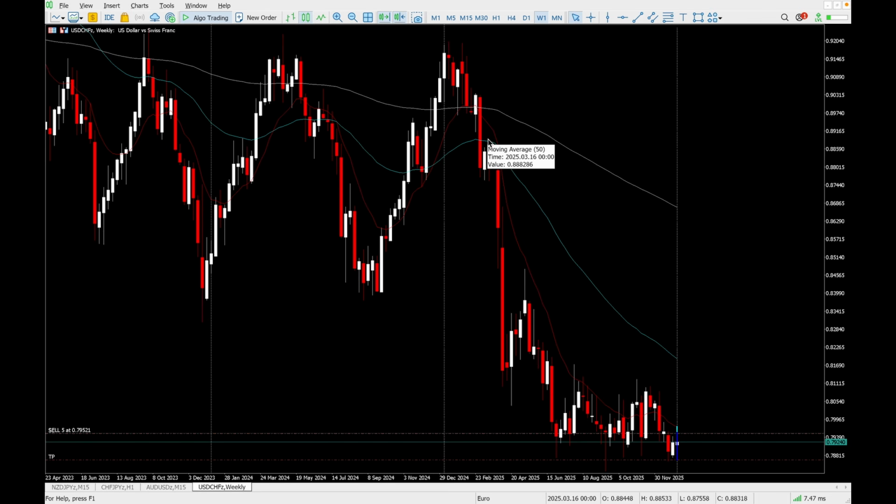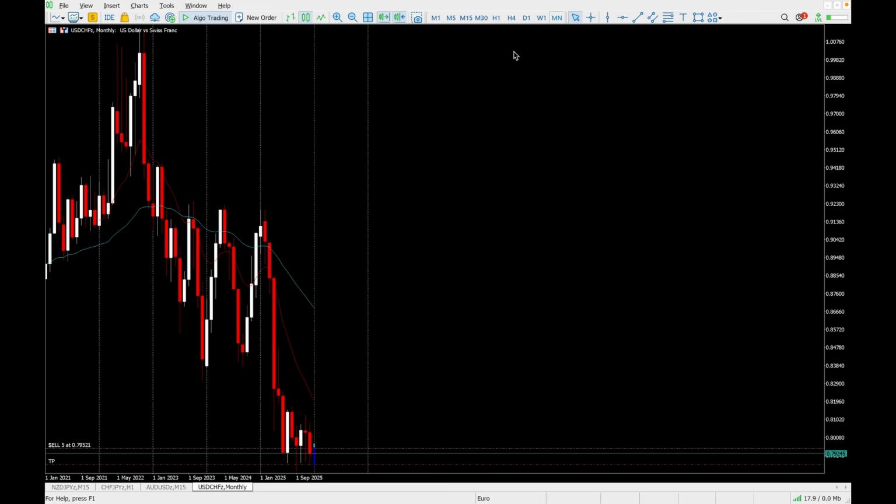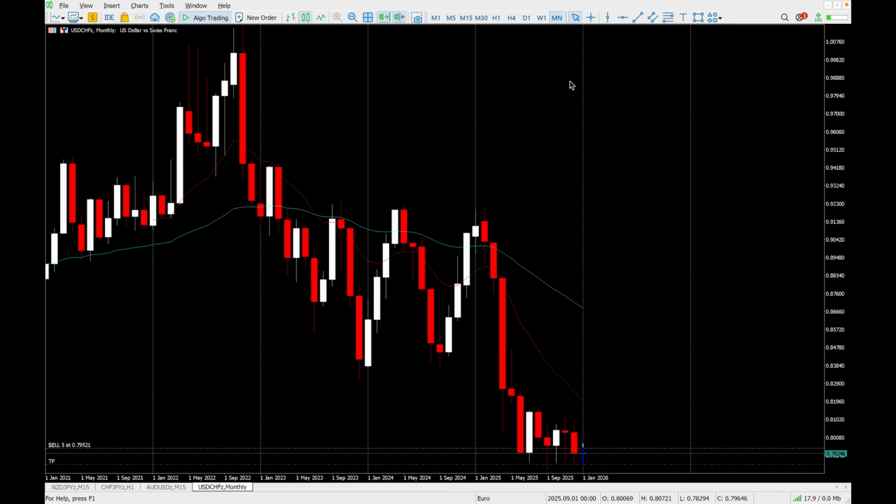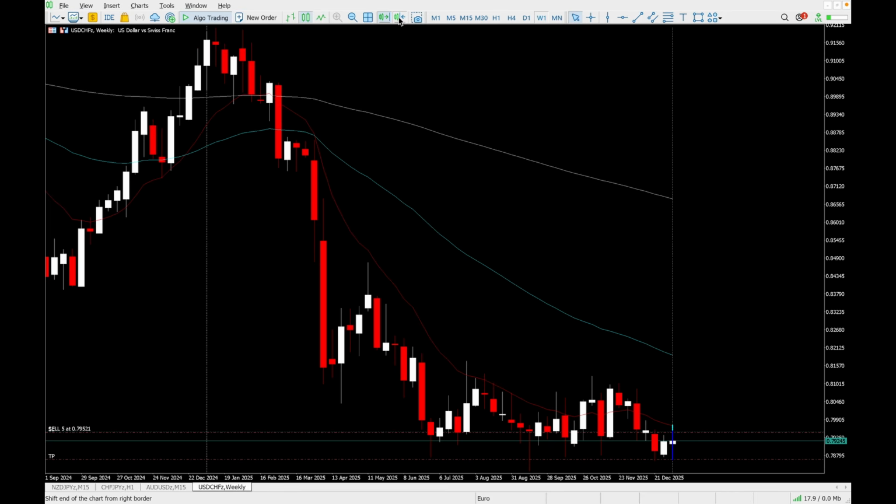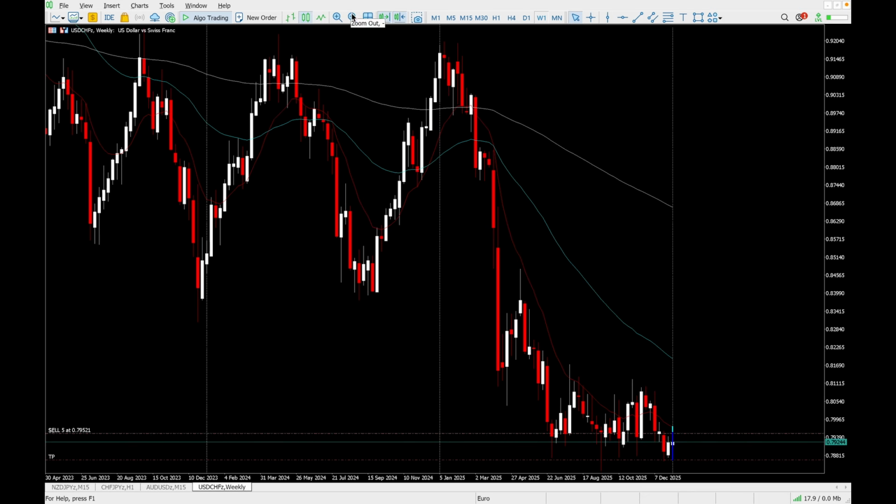If we look at this from the higher time frames, I always like looking at my charts from the higher time frames, so I get an understanding of the bigger picture, so that you don't find yourself in traps, or find yourself being trapped rather.